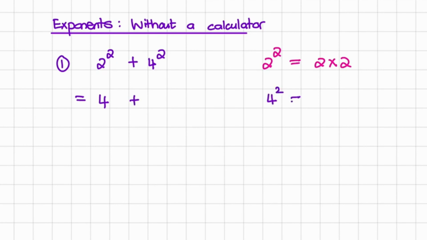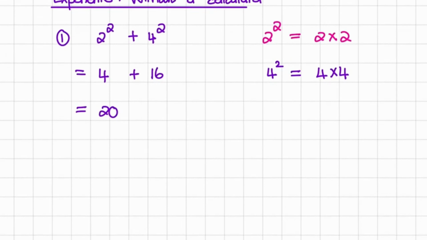And we're going to add 4 squared. So 4 squared is the same as saying 4 times 4. So remember, the exponent or the power tells us how many of those values we multiply with each other. So 4 squared is equal to 16, and therefore 4 plus 16 is 20. Let us look at another example.